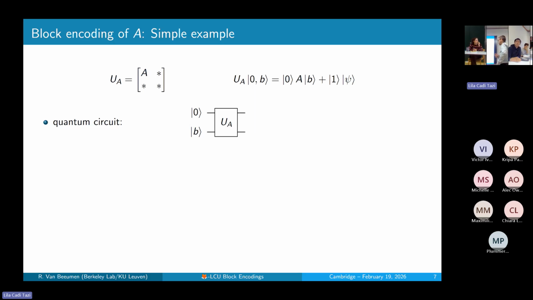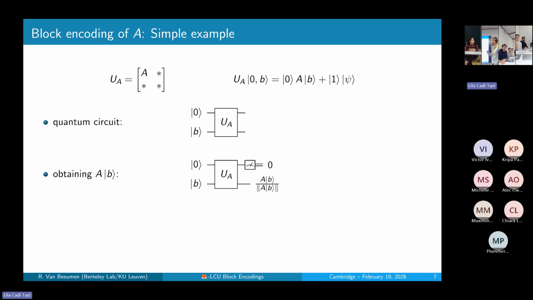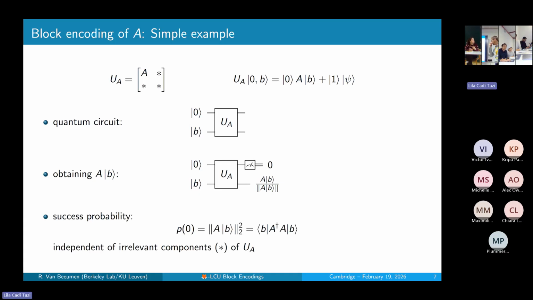Now, if we go to the quantum circuit, we can say U of A is a large unitary. We have an ancilla qubit 0 and an ancilla qubit b. So imagine A is just a 2 by 2 matrix. So U of A will be a 4 by 4, so 2 qubits. And if we measure the top qubit in 0 and do some post-selection, then the second qubit will be in the state Ab, so the matrix-vector product A times b, and then, of course, normalized. Now, the success probability is equal to the norm of Ab squared, and is independent of these arbitrary elements in the unitary U of A.